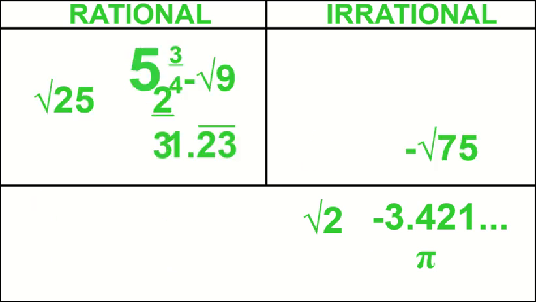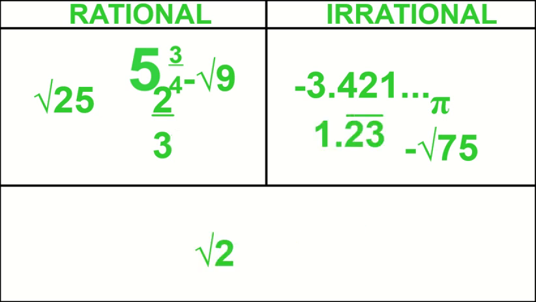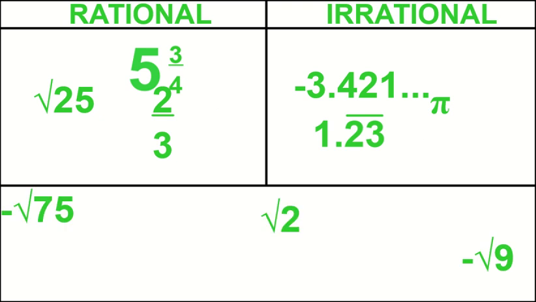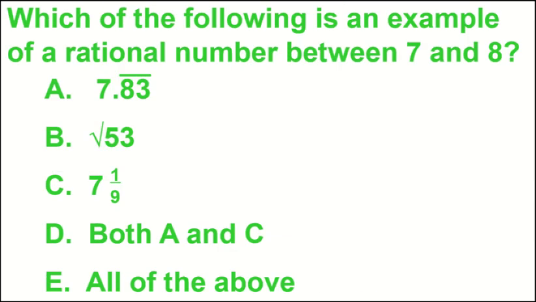So when we do that, if we have to group them, if we have to sort them, you might have to identify which one's rational, which one's irrational. I'm going to show you a couple different problem types that go with that as well. So one of the types of problems you could see is something like this. It's asking which of the following is an example of a rational number between 7 and 8.